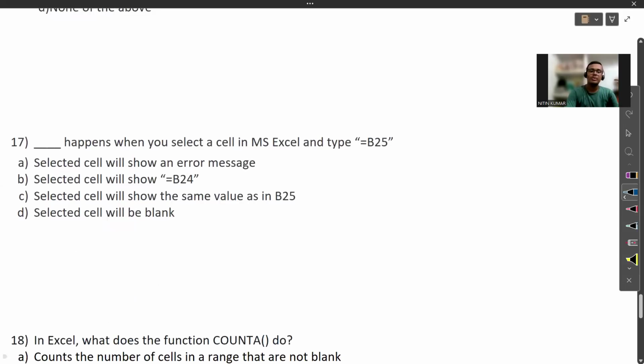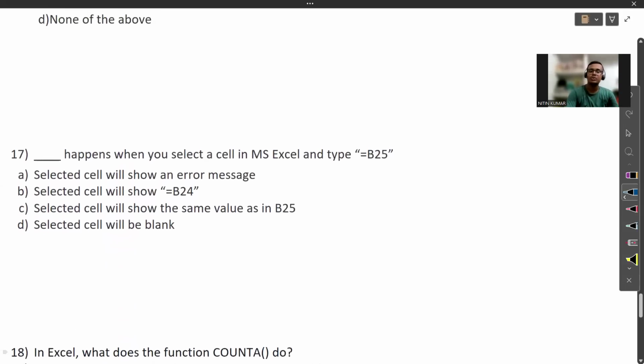Now the next problem is: what will happen when you enter equal to B25 in MS Excel? Equal to starts every formula. What is B25? In the B column, the 25th cell is called B25, and equal to B25 means the value equal to whatever is present in that particular cell, column B, cell 25, which we are referring to. So it selects the same value. I think the correct answer for this would be the third option.